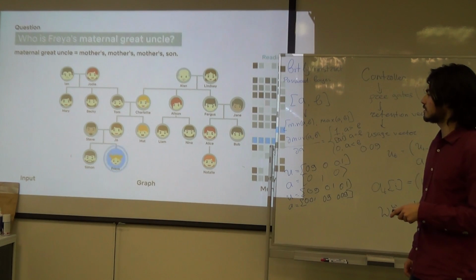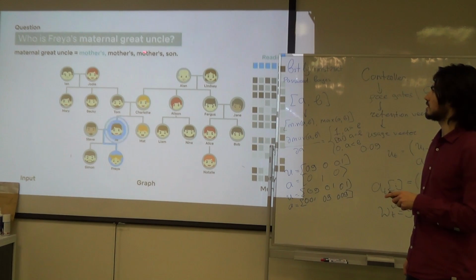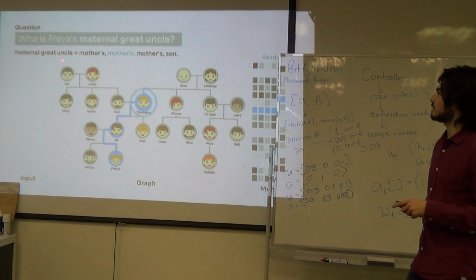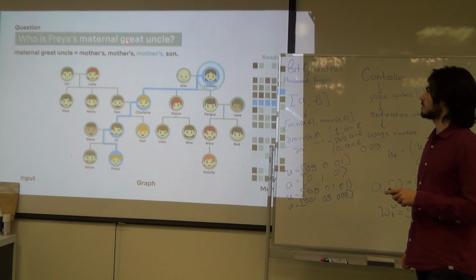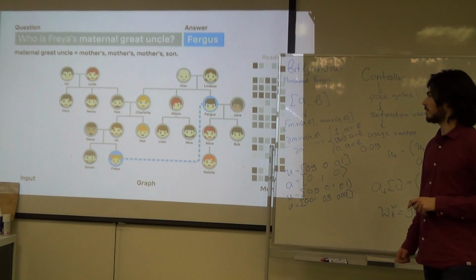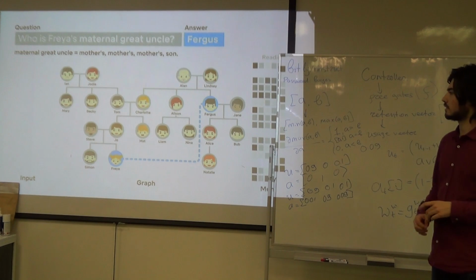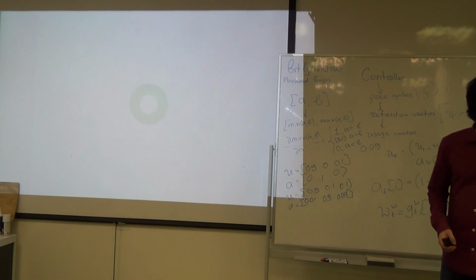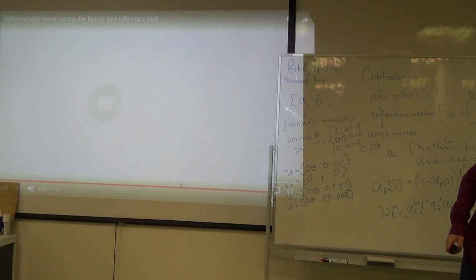Now we queried who is Thetis, a maternal great uncle. So they provide it with the notion that maternal great uncle is mother's mother's mother's son. And here it is able to find the needed relation. Okay? So you want to see it again?